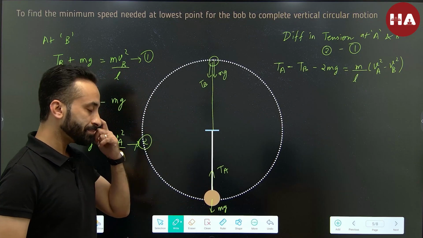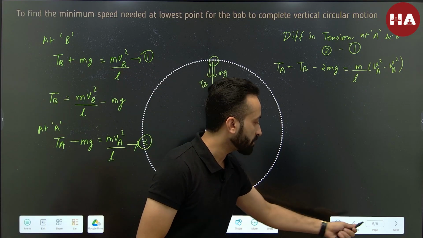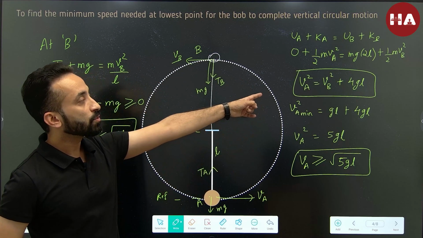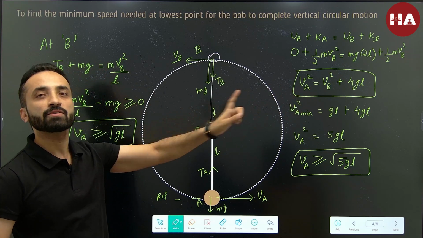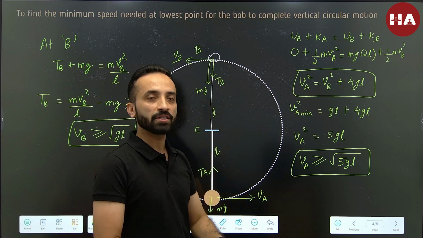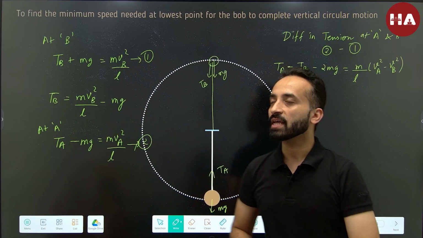Shouldn't be a problem. Now if you look at the previous page, VA square is equal to VB square plus 4GL. That is, VA square minus VB square is 4GL because of energy conservation. So let's put that value in again.